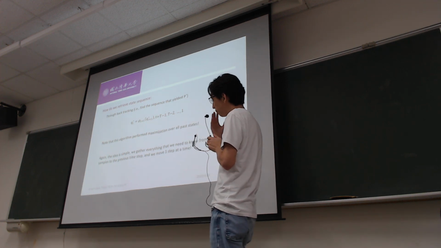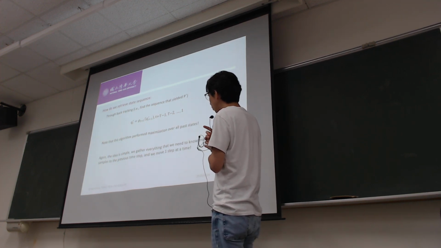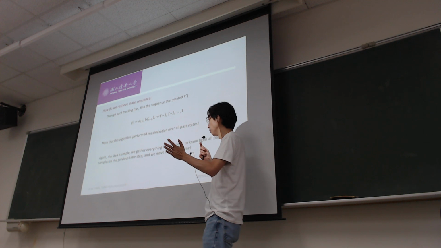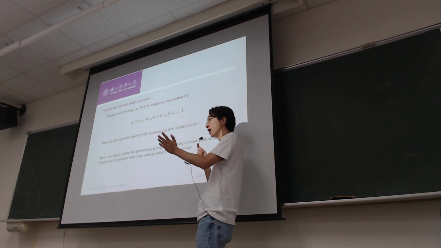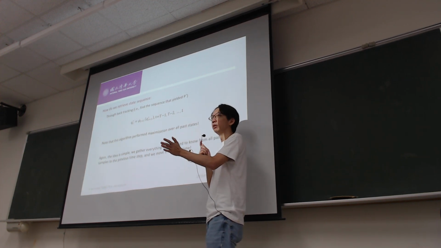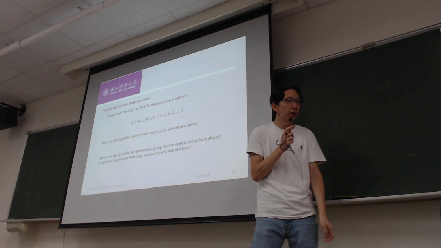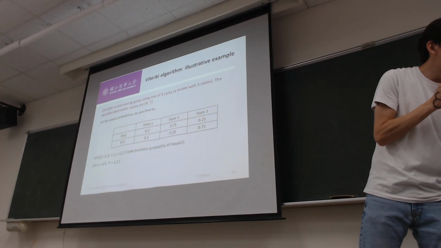Again, the idea should be simple. You gather everything you need to know from all the past samples up to the previous time point, and you move one step at a time to look at the largest value and where you came from, and backtrack it. And let's try to work on an example.